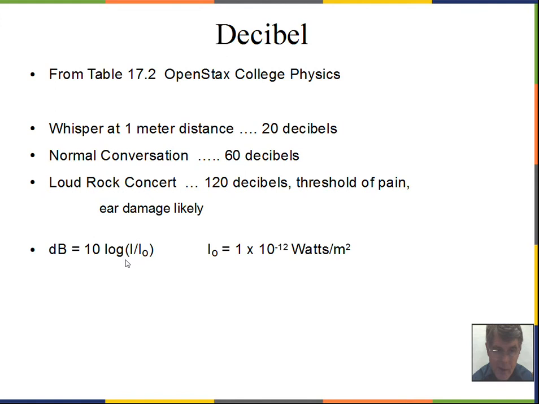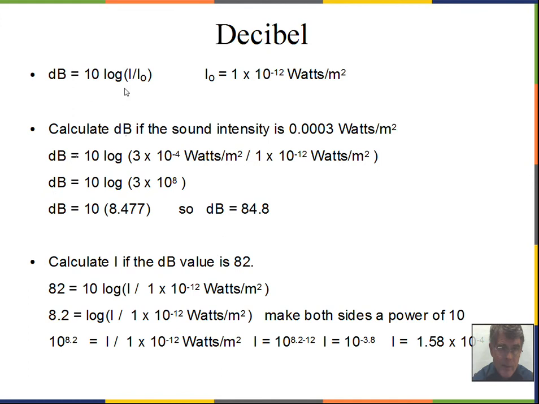So let's try some calculations. Let's calculate the decibel number. If we're told that the intensity of the sound is 0.0003 watts per meter squared. Well, it's a direct calculation. This is the I value.